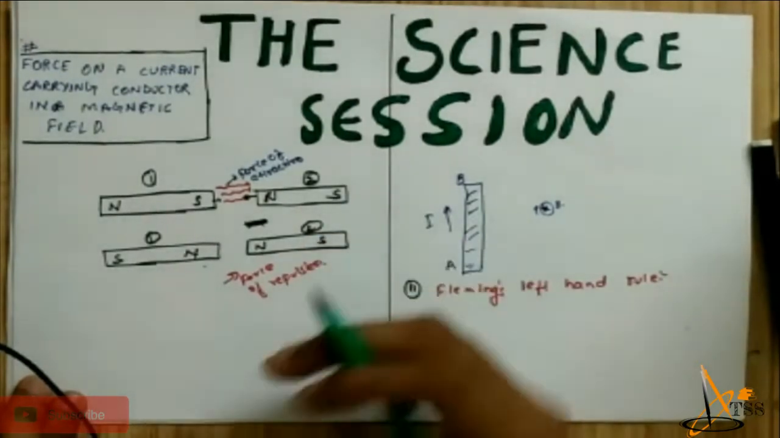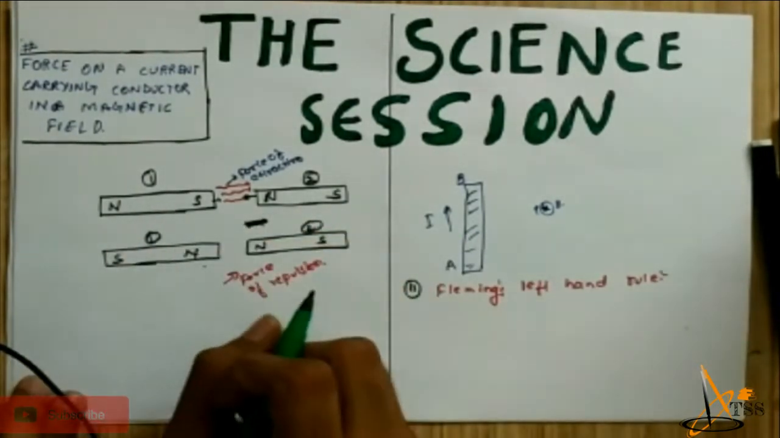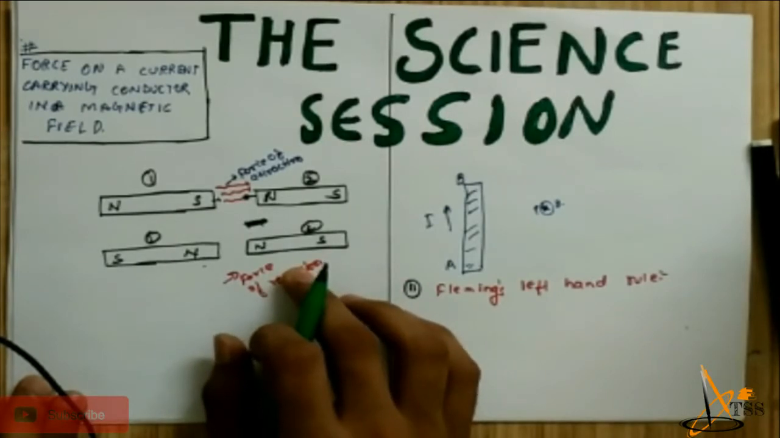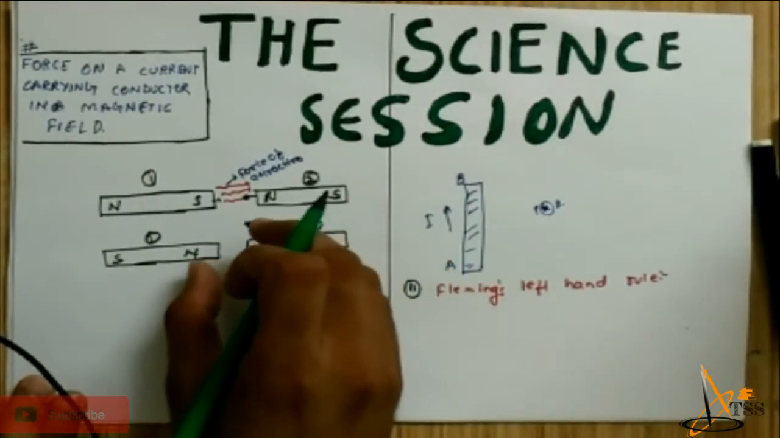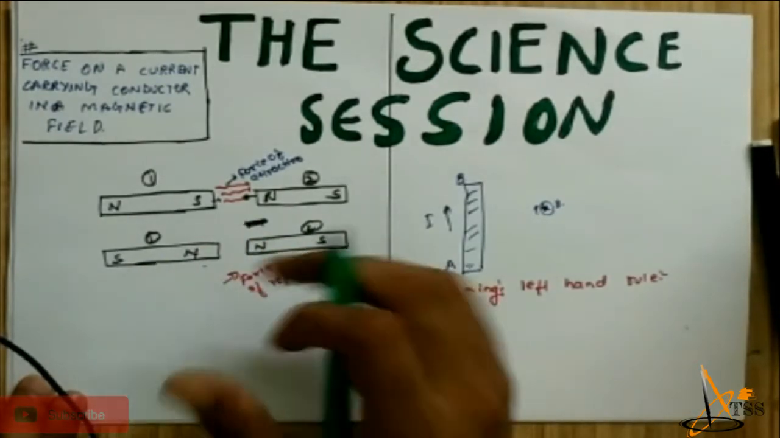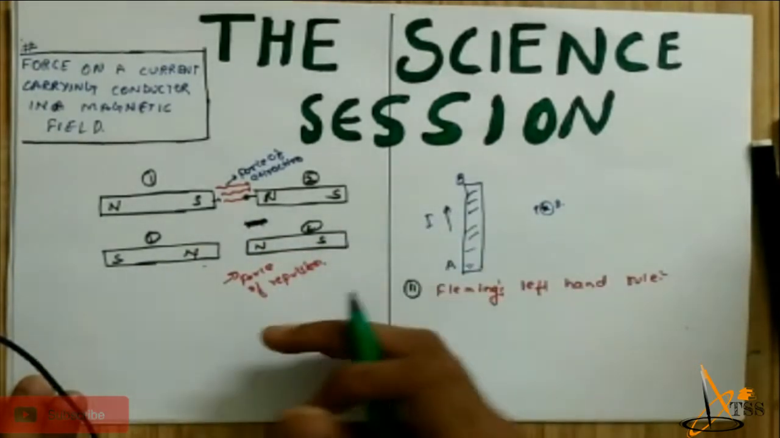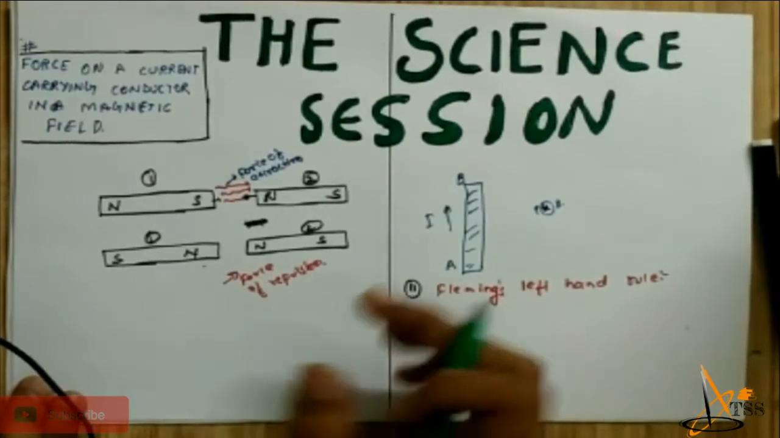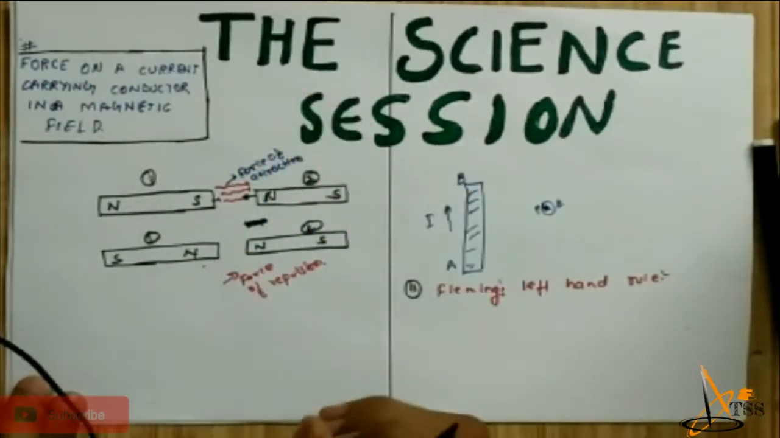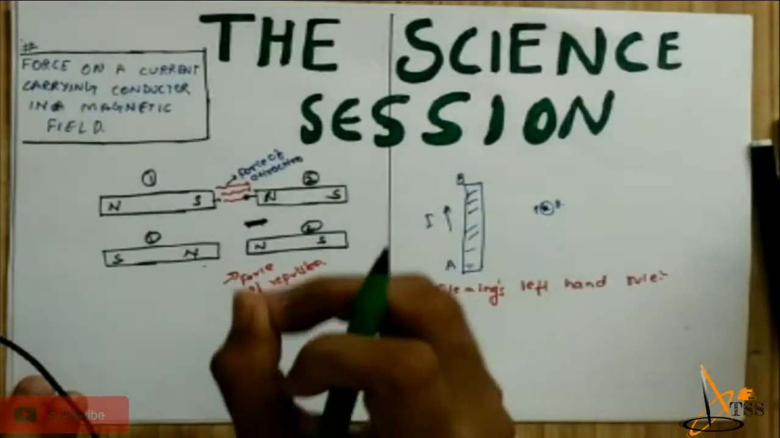Now in the other case, reverse the polarity of one bar magnet and keep the same polarity of the other bar magnet. Now move one bar magnet towards the other. We experience a force, but a repulsive force, or force of repulsion, will act there. The common thing between them is that a force is acting between them.